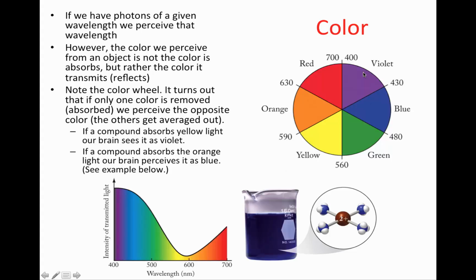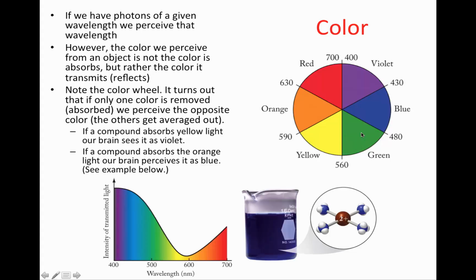And it turns out that this is the painter's color wheel. If one of these colors is removed and all the other wavelengths of light shine on your eye, you perceive the opposite color. I know it may sound kind of weird, but this is what you could do. If you were to take out the red light and then shine light with all of these colors here, every color but red, on your eye, it would look green to you. This is how your brain processes color.